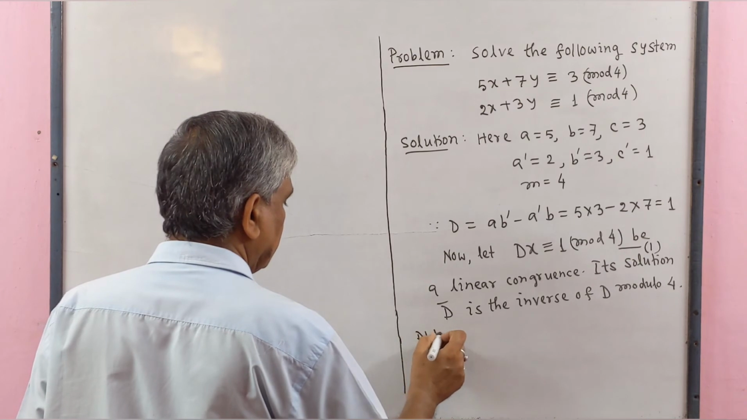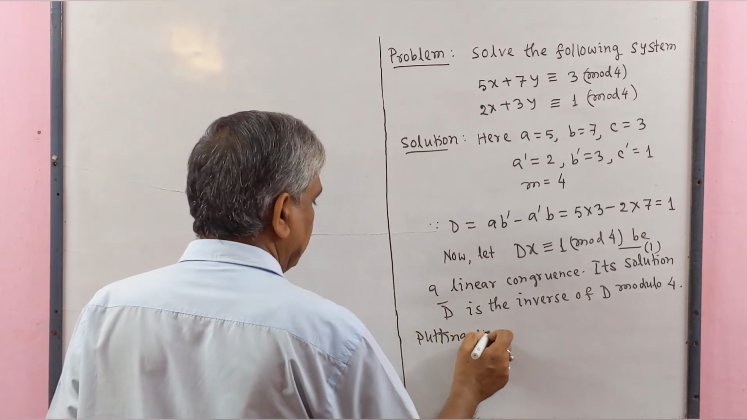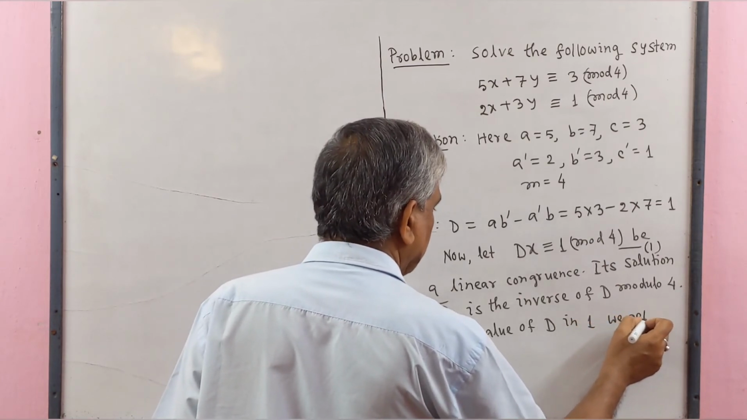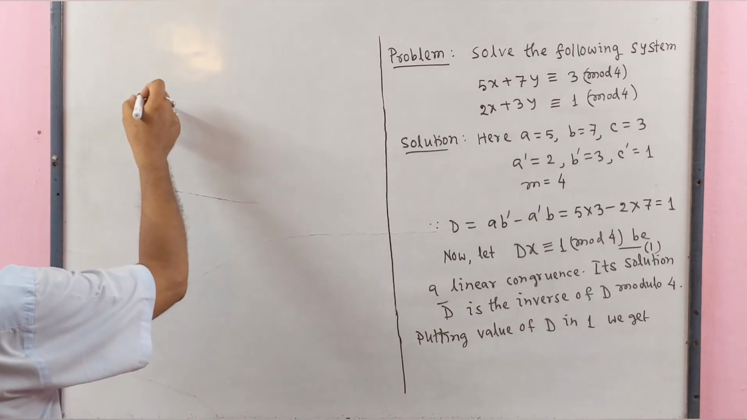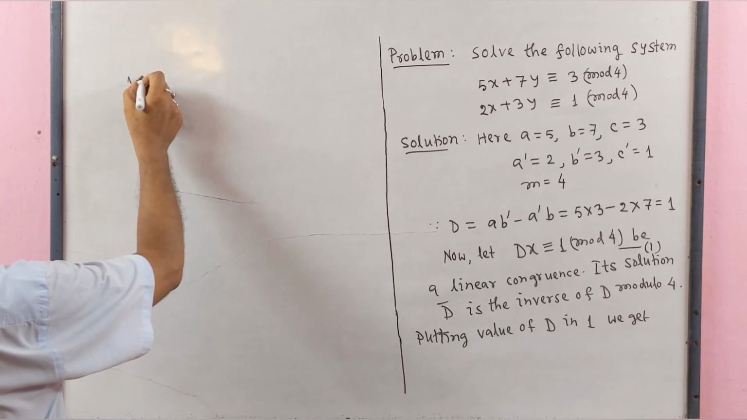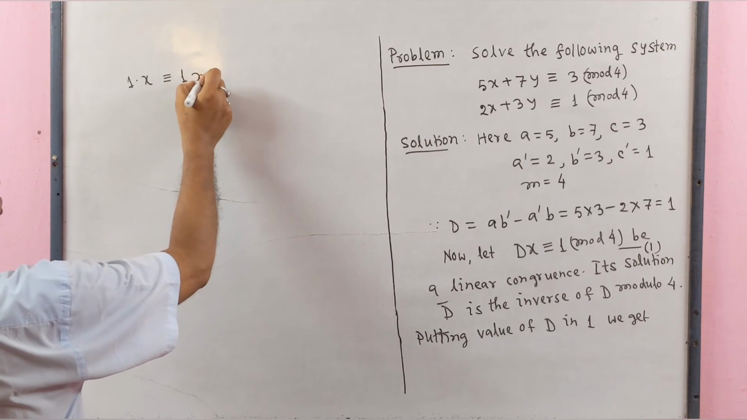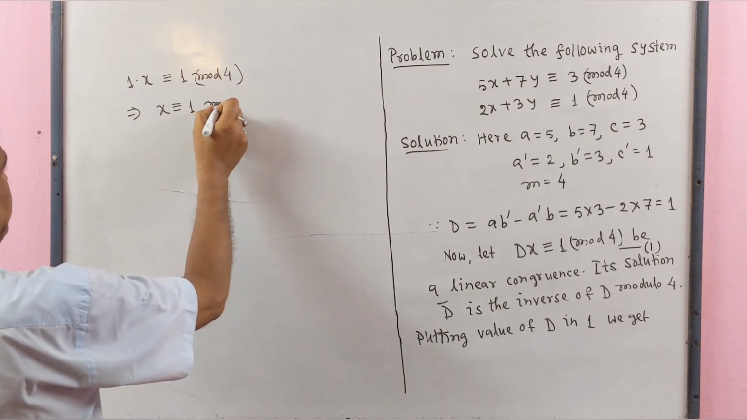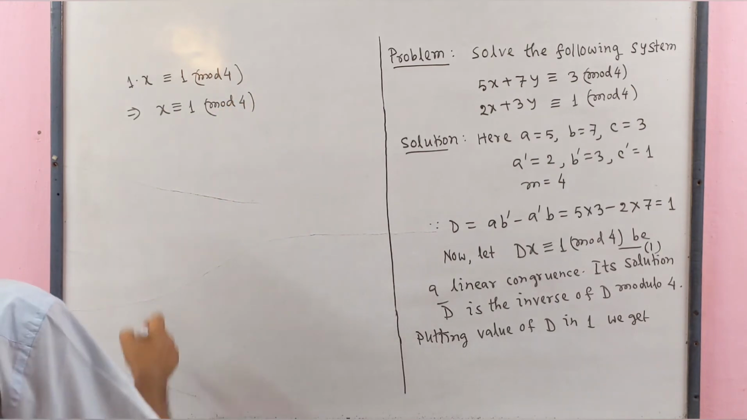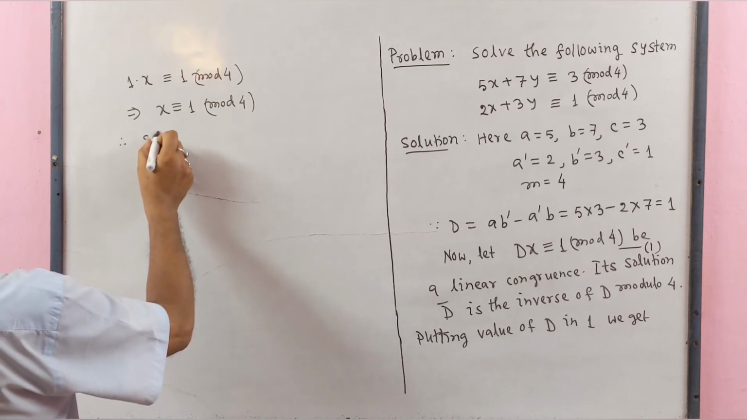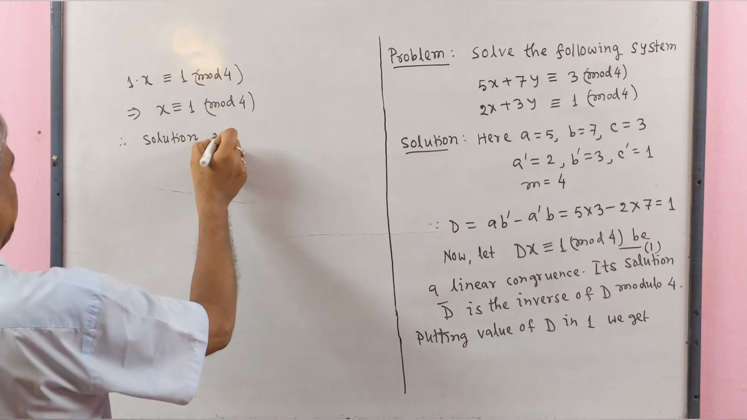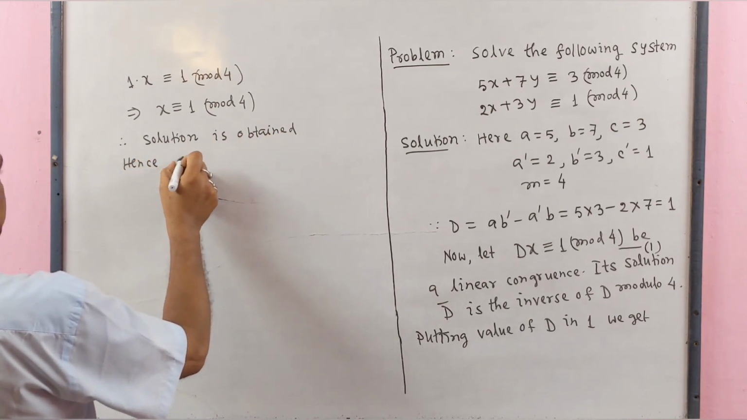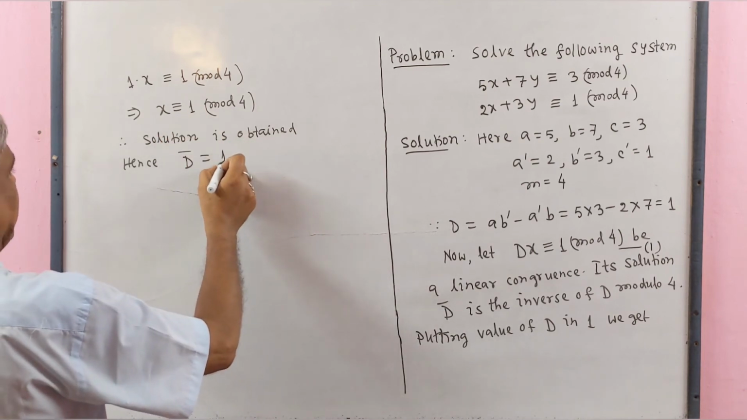Putting the value of d in 1, we get d is 1 multiplied by x is congruent to 1 modulo 4, which implies that x is congruent to 1 modulo 4. Therefore, the solution is obtained. Hence, d bar equals 1.